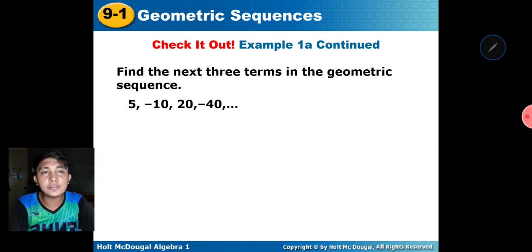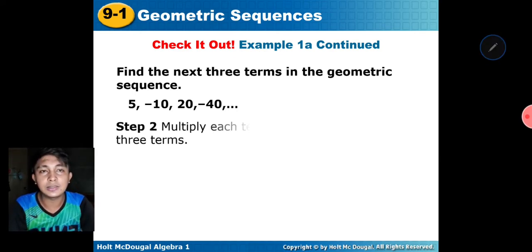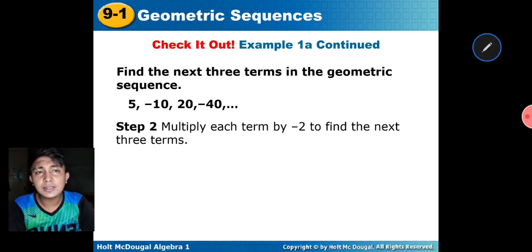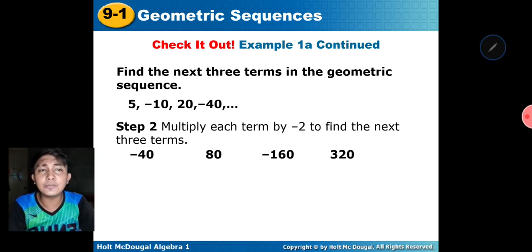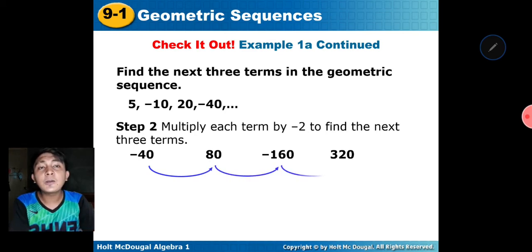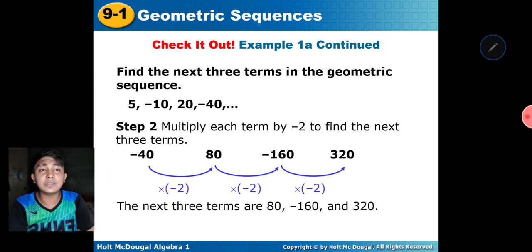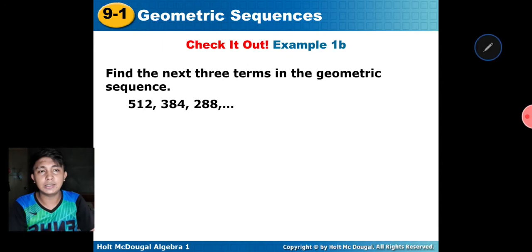So now the next is to determine the next three terms. Okay, multiply each term by negative 2. So negative 40 times negative 2, that is positive 80. Positive 80 times negative 2, that is negative 160, times negative 2, that is 320. So the next three terms in the geometric sequence 5, negative 10, 20, negative 40 are positive 80, negative 160, and 320.